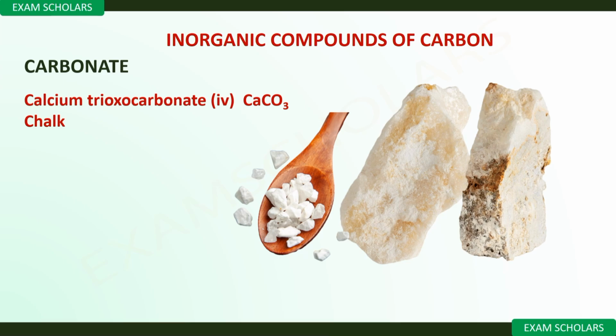Then carbon monoxide, a poisonous gas. It combines with the blood to form carboxyhemoglobin. It is used in metallurgy. We also talked about carbonate, just one, which is calcium carbonate, CaCO3, and its uses.